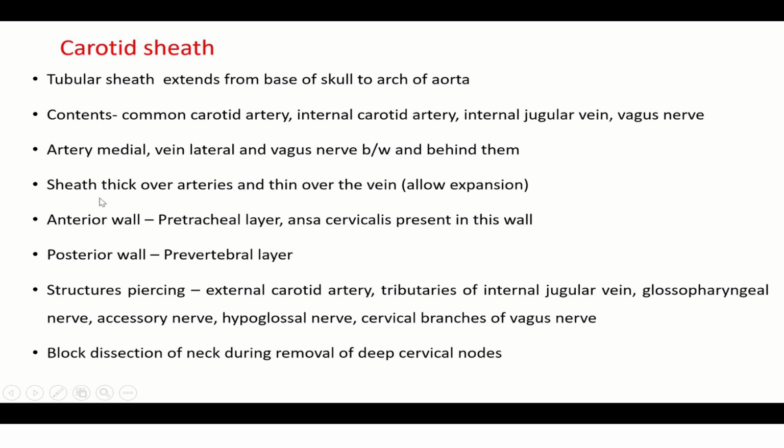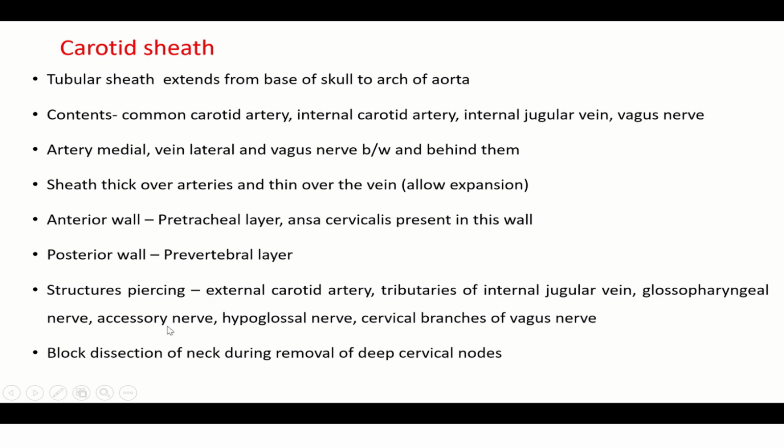The sheath is thick over the arteries and thin over the veins to allow expansion when there is increased venous return. The anterior wall is formed by the pretracheal layer, and there is incorporation of the ansa cervicalis in the wall. And the posterior layer is formed by the prevertebral layer. Structures piercing it are the external carotid artery, tributaries of the internal jugular vein, glossopharyngeal nerve, spinal accessory nerve, hypoglossal nerve, and cervical branches of the vagus nerve.